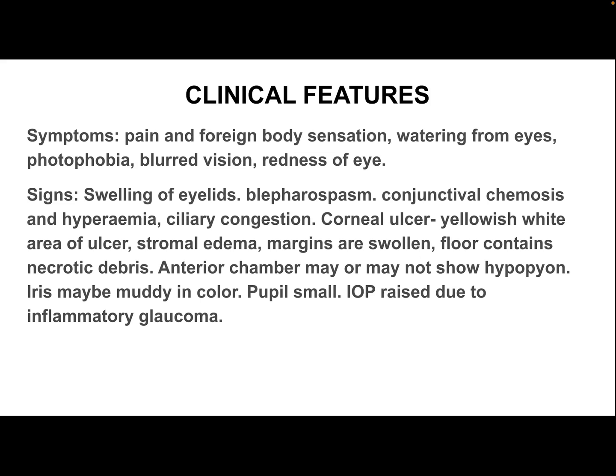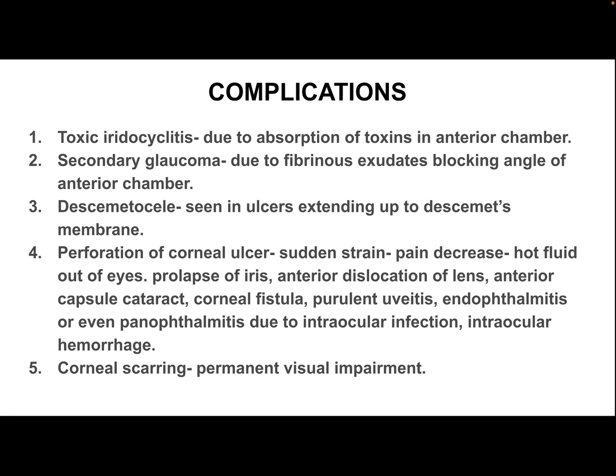Next is anterior chamber. Anterior chamber, like I said, it may or may not show hypopyon. Then iris may be muddy in color because it's not healthy. There is inflammation. Pupil will be small. Intraocular pressure will be raised due to inflammatory glaucoma. I will be explaining that. Toxic iridocyclitis.